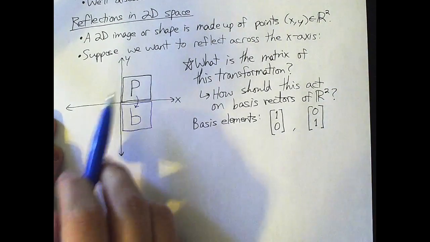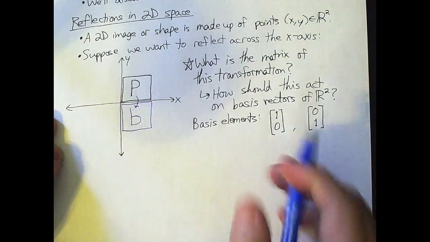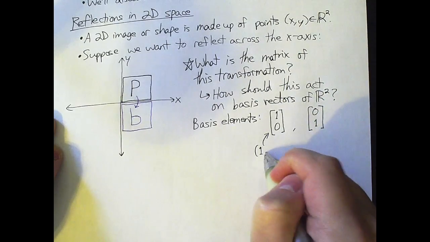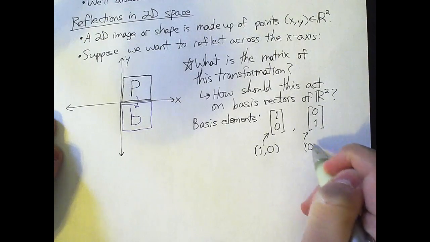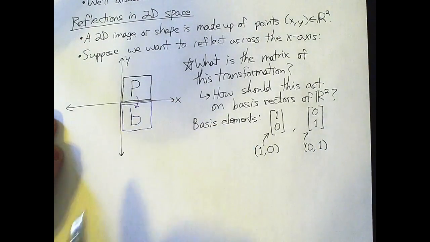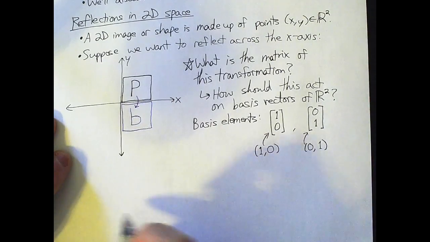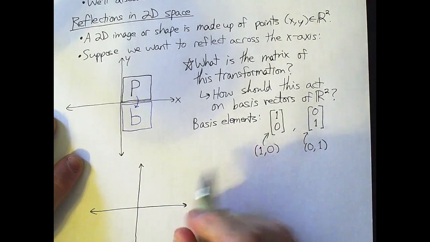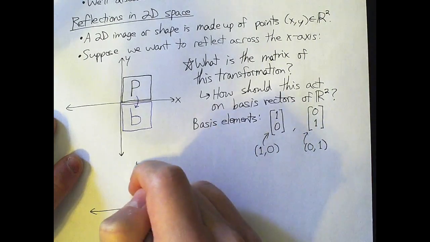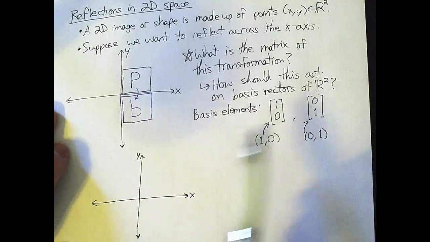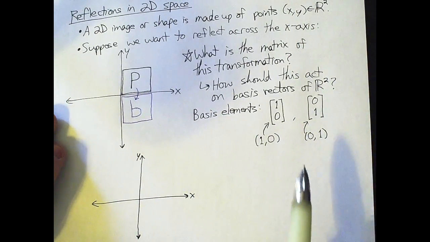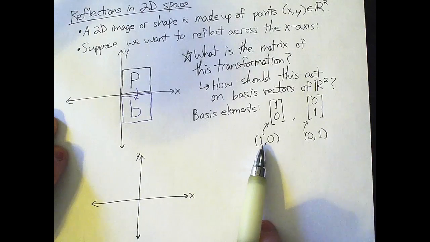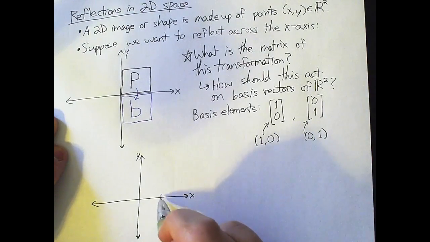Oh, by the way, since we are talking about this as points x comma y, we could think of this first vector as the point 1 comma 0, and we could think of this one as the point 0 comma 1 in this picture. So how should the transformation act on those? I guess we'll call the transformation T, and we'll call the matrix of it A. So let's look at this point 1 comma 0. That's going to be over here.